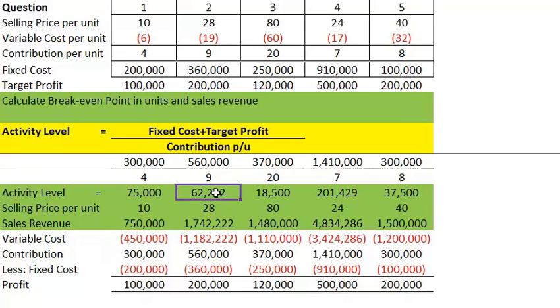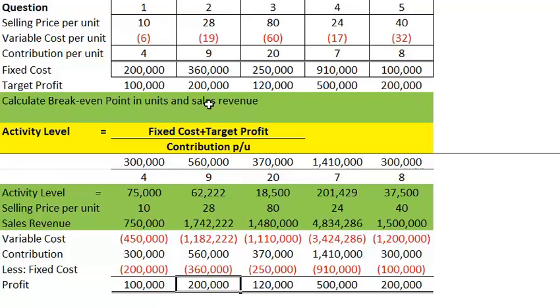Likewise, we will multiply activity level of 62,222 by a variable cost of 19 pound per unit. We arrive at total variable cost of 1.182 million. We deduct variable cost from our sales revenue. We arrive at a total contribution of 560,000, from which we will deduct fixed cost of 360,000. We arrive at a profit of 200,000. You can see which is our target profit.